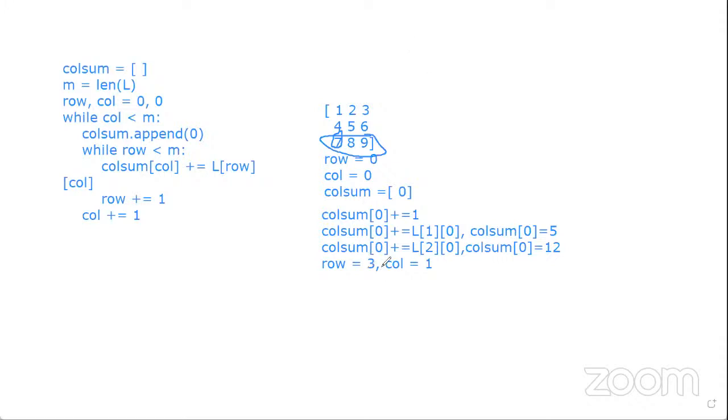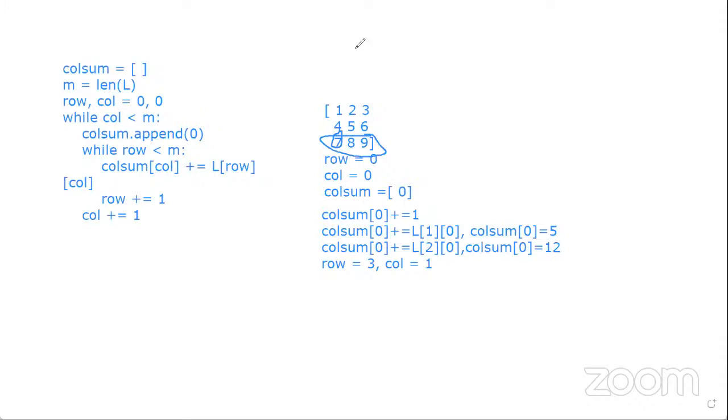Now that we have row equals to 3, we'll be coming out of this while loop because 3 is less than 3 is not true. Now call plus equals to 1. Until now call equals 0, and the call value will be updated to 1. And we'll come to this while loop here. 1 is less than 3, which is true, so it will come inside this while loop.